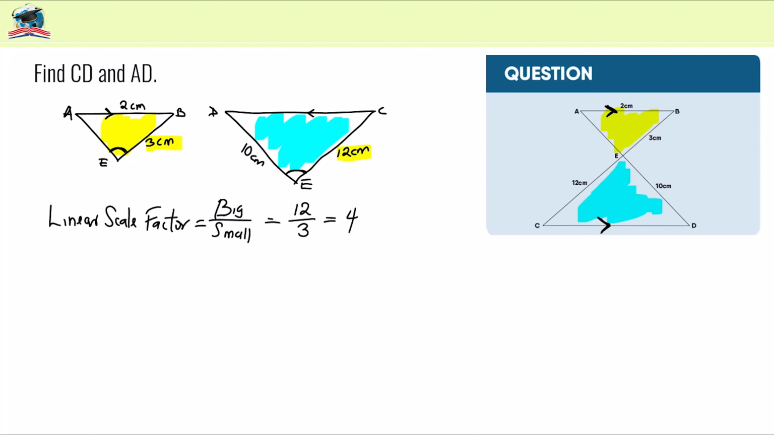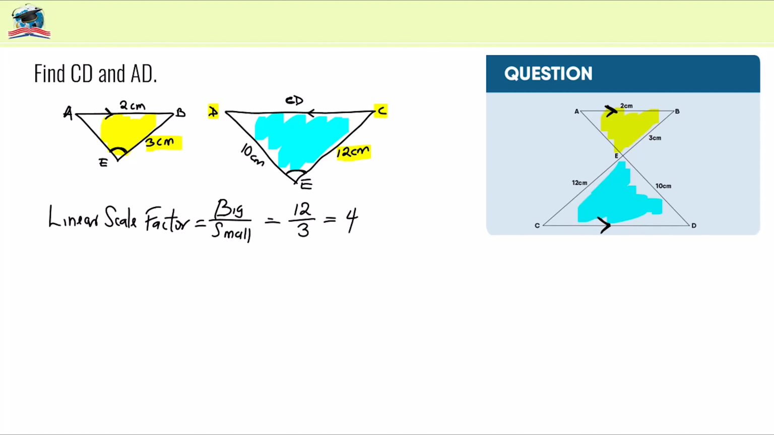Now, what are we looking for? We're looking for CD. Where's C and where's D? This is CD here. This is C and D. The way it's been written, we start with D here, so from C to D. That's what we're looking for. Good. Okay, so what is CD?